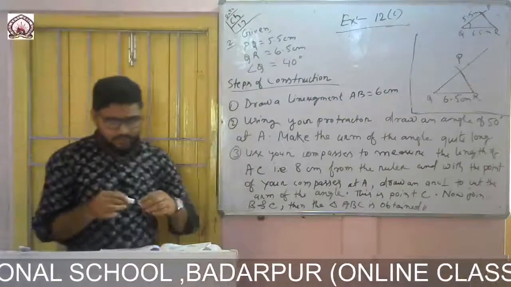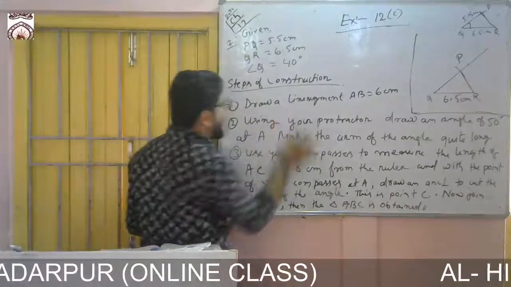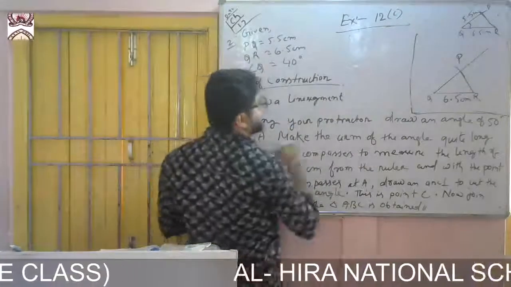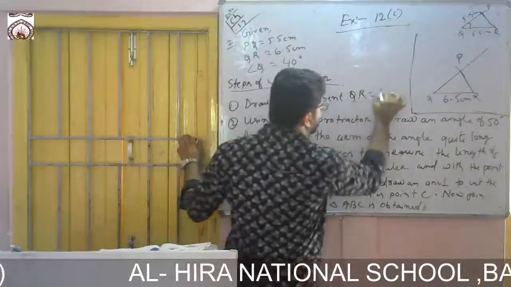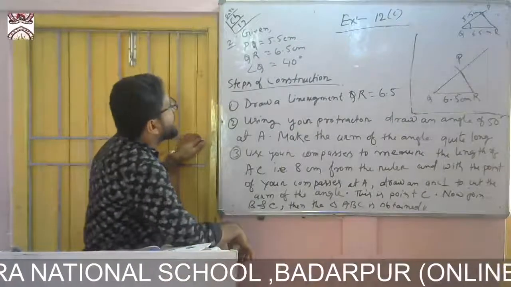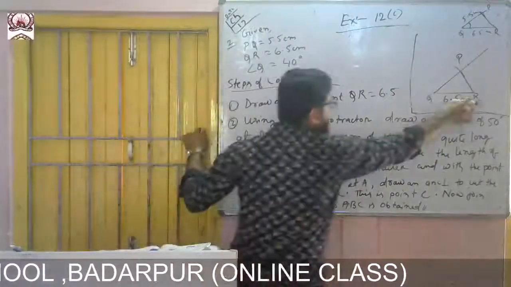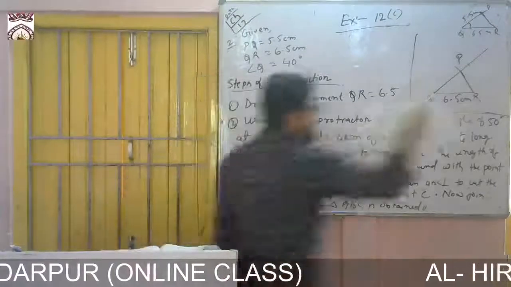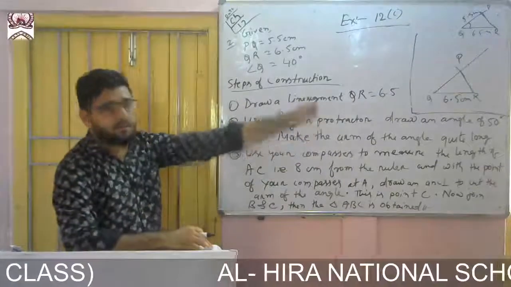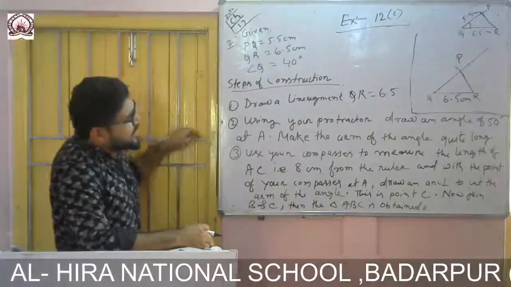Now you write the steps of construction. Here draw a line segment PQ equals 5.5 centimeter, it will be changed. Draw a line segment QR equals 6.5 centimeter. If I draw PQ, 5.5 centimeter here, then Q will go here. Then I need to take the angle from this side, from left to right. For that reason I have shown it from right to left, and I took our Q point here. Okay. Now 6.5 centimeter.